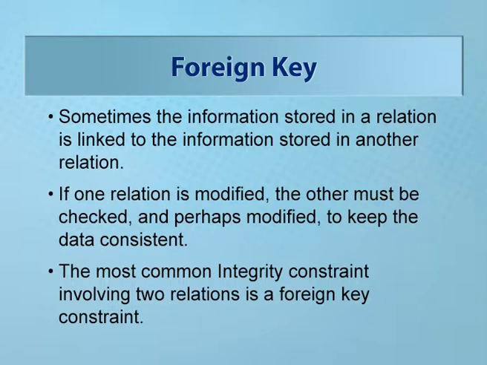Sometimes the information stored in a relation is linked to the information stored in another table. In relational database management systems, we enforce the integrity, or referential integrity, in the form of a foreign key. A foreign key is when one field appears in one table and the same field appears in a second table too, and we identify it as the primary key in the first table and the same key as the foreign key in the second table.